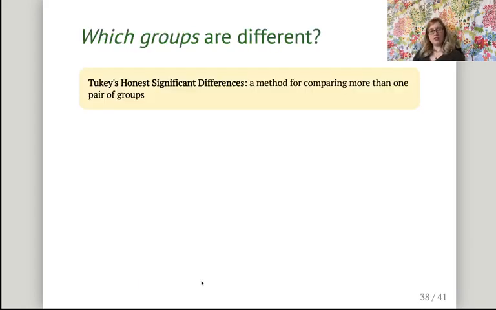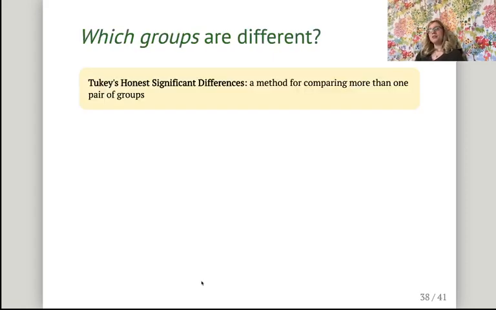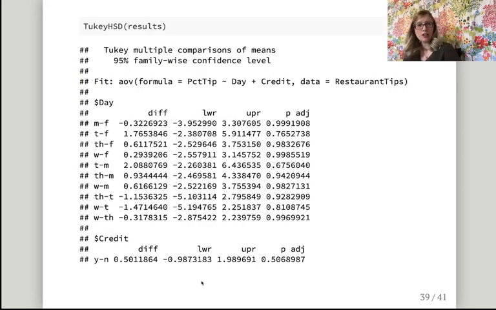Now, which of these groups are different? If there were differences between your groups, you could use a method called Tukey's honest significant differences to compare more than one of these groups simultaneously. It's really important that you use a method like this to compare the groups simultaneously, because ANOVA is prone to a problem in statistics that we call multiple comparisons. The idea here is that the more tests we're doing, the more likely it is that at least one of them is going to result in an incorrect decision.